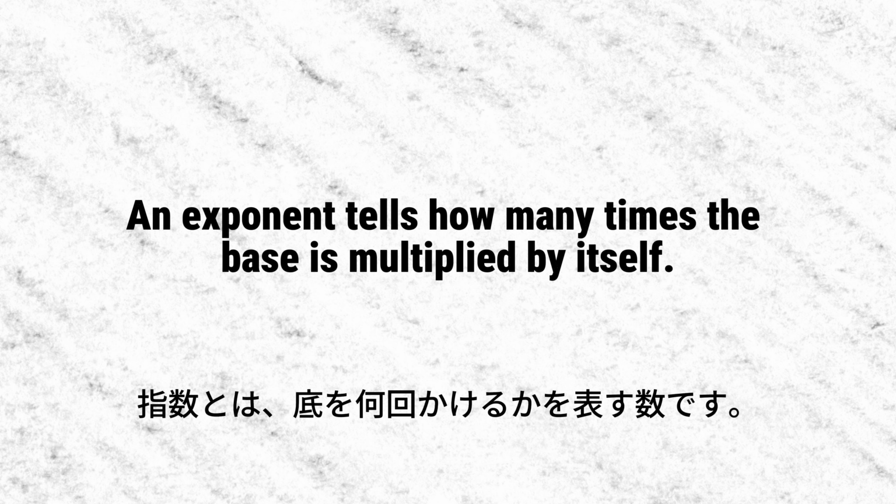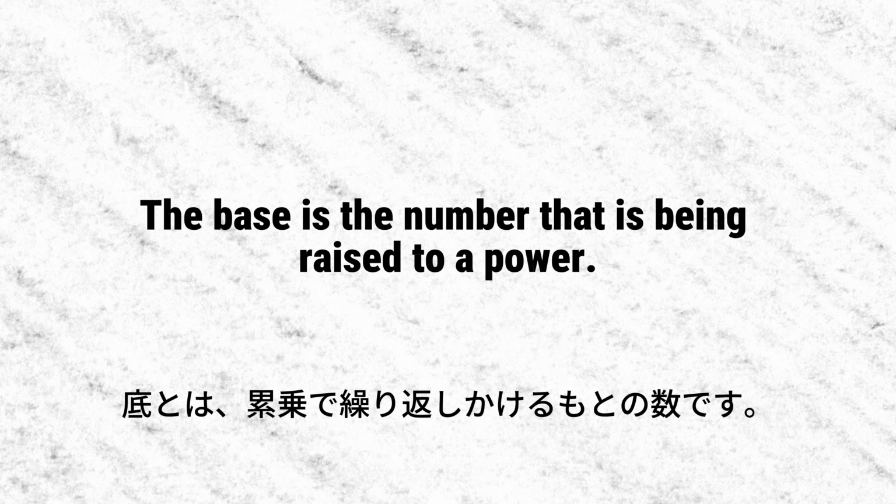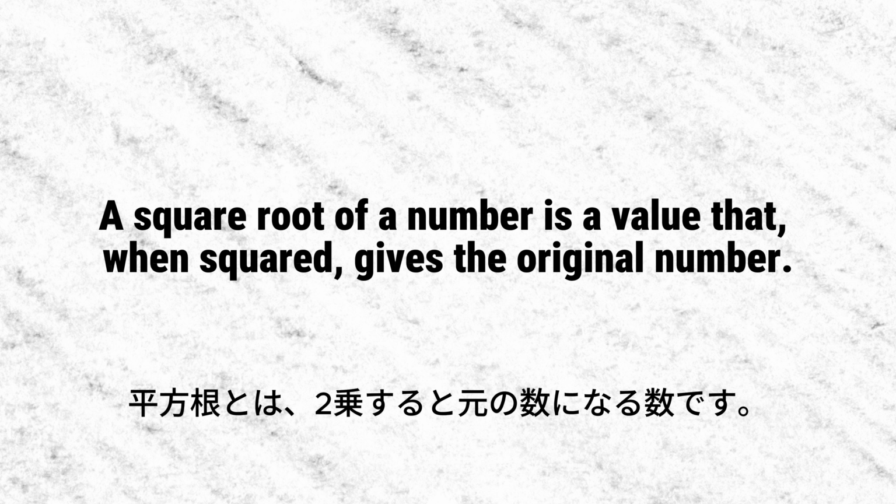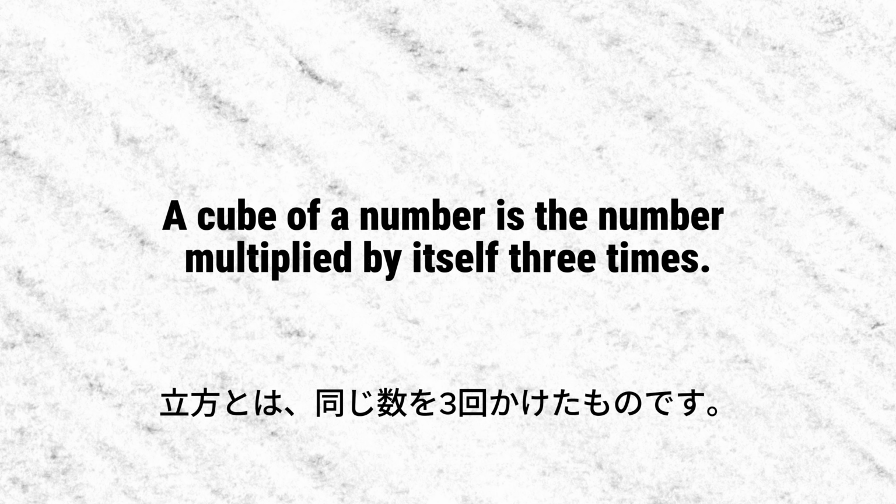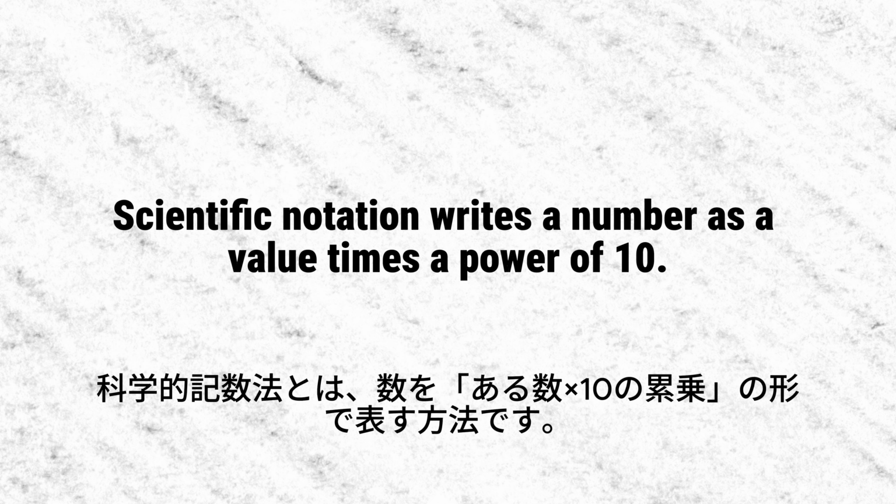An exponent tells how many times the base is multiplied by itself. The base is the number that is being raised to a power. A square root of a number is a value that, when squared, gives the original number. A cube of a number is the number multiplied by itself 3 times. Scientific notation writes a number as a value times a power of 10.